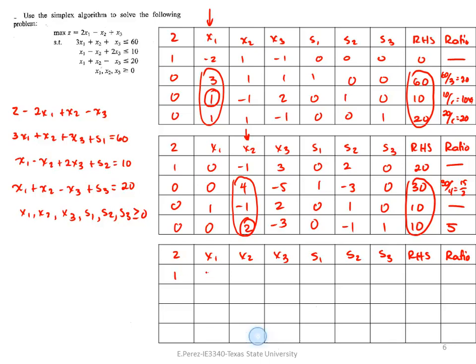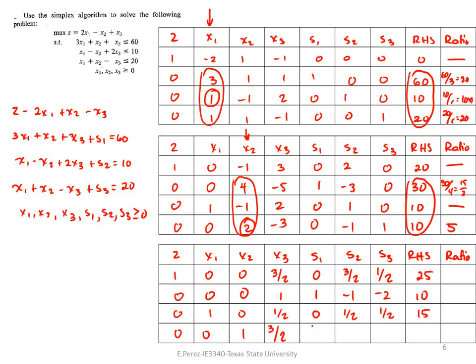So you will have 1, 0, 0, 3 half, 0, 3 half, 1 half, 25, 0, 0, 0, 1, 1, minus 1, minus 2, 10, 0, 1, 0, 1 half, 0, half, 1 half, 15, and 0, 0, 1, 3 half, negative 0, minus 1 half, 1 half, and 5.